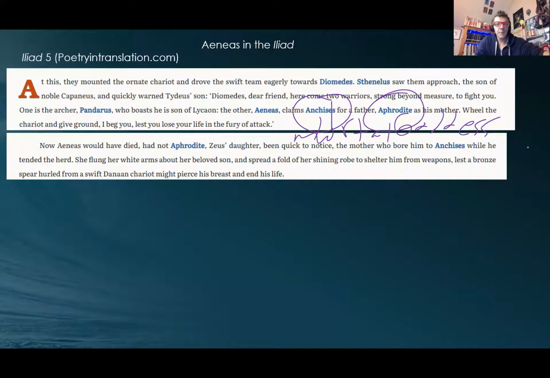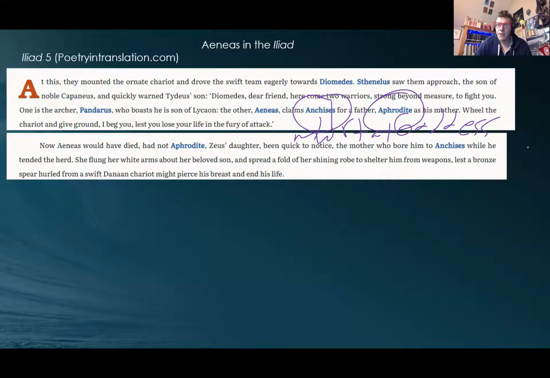What I want to point out here is that we see Aeneas being cared for by his mom. And we're going to see Venus in the Aeneid frequently show up and talk to her son and intervene in other ways on his behalf. Having a divine patron fits in a number of different ways.